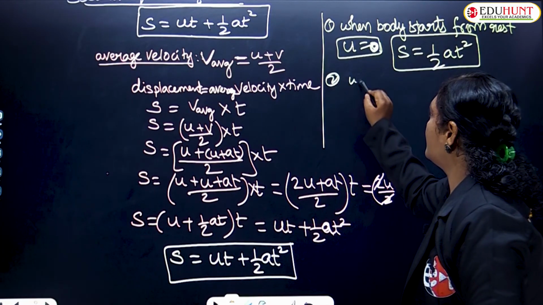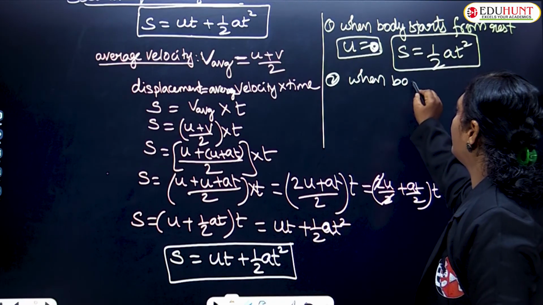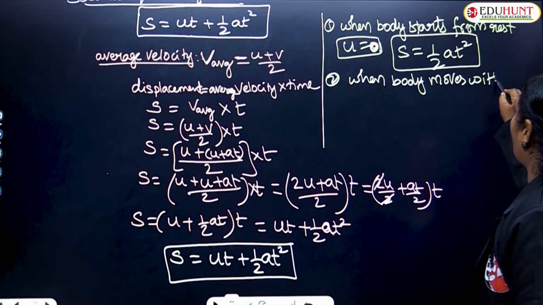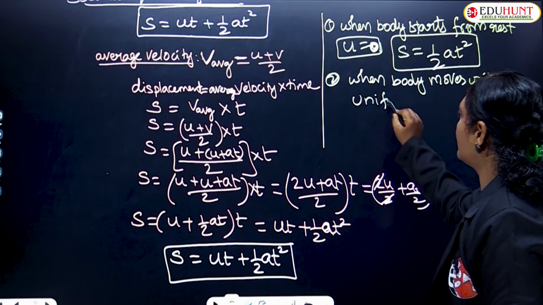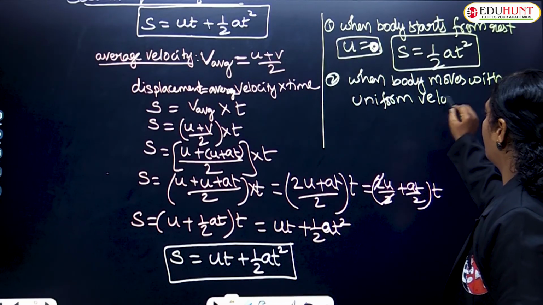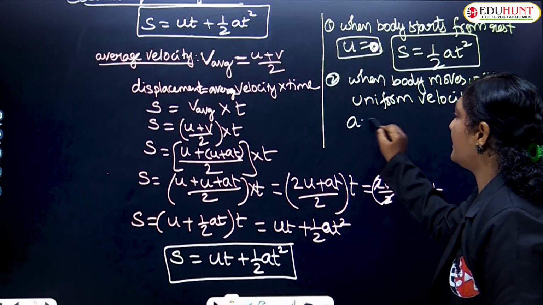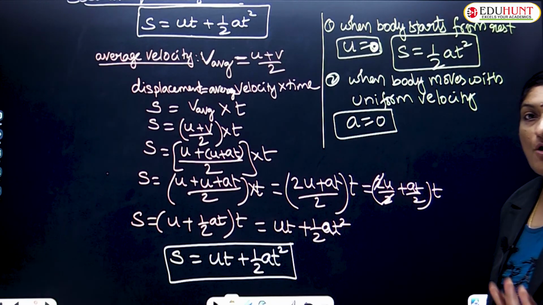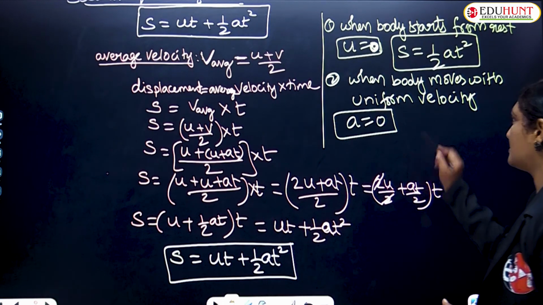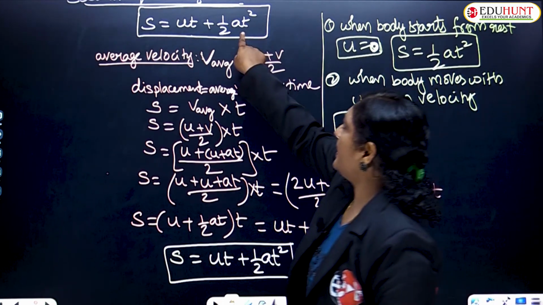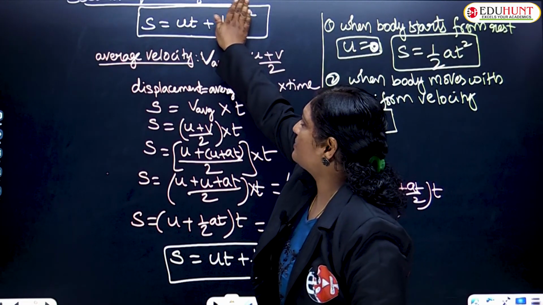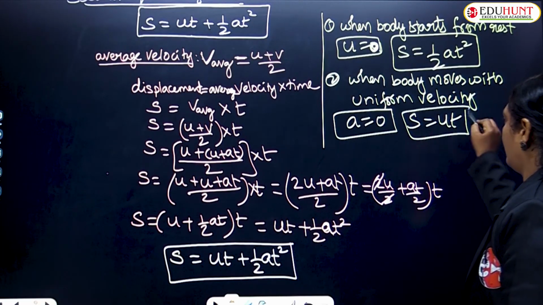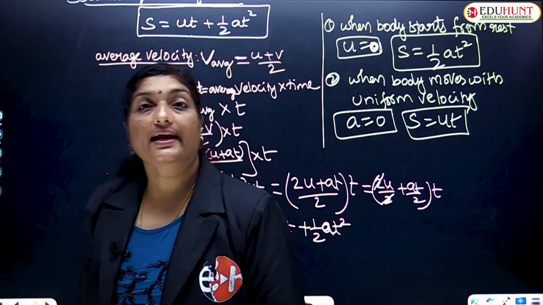And the second case, whenever the body moves with uniform velocity, then what is the condition, children? In that case, we have no acceleration, that is a equals 0. Hence, substituting a equals 0, this term will become 0, then displacement s equals ut. Okay, children? So this is the second equation of motion.